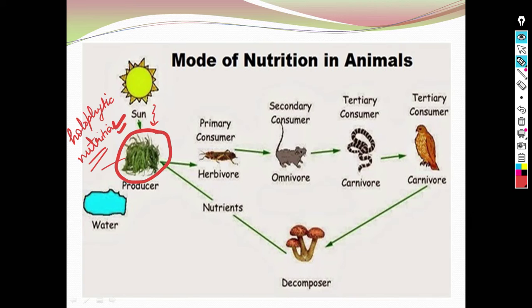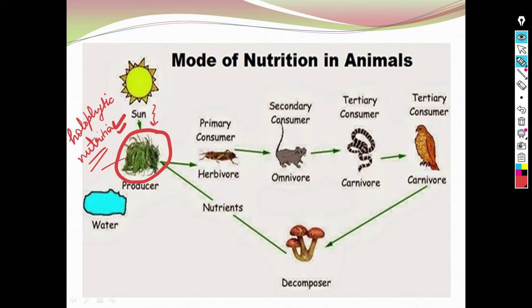So what is the meaning of holophytic nutrition? Holophytic nutrition means, in their body, the food which is being produced here is not taken up and digested. In these plants, liquid food is taken up. Okay, so they will not have a proper digestive system. So they will not take any food as animals are taking.